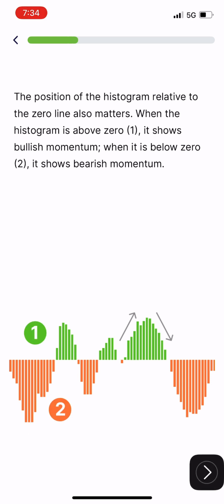The position of the histogram relative to the zero line also matters. When the histogram is above 0, it shows bullish momentum. When it is below 0, it shows bearish momentum.